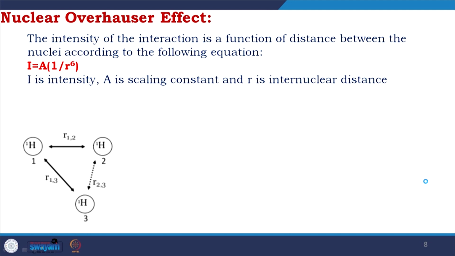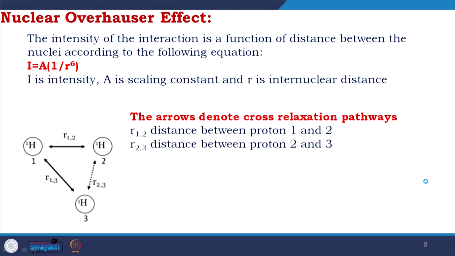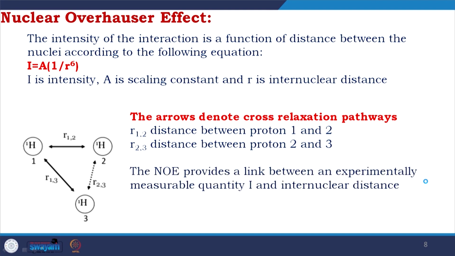So, if you see, there are 3 hydrogens, and the arrows denote cross relaxation pathways. R1 2 is the distance between proton 1 and 2, and their interaction; R2 3 is the distance between proton 2 and 3. The NOE provides a link between an approximately measurable quantity in the experiment and the internuclear distance.